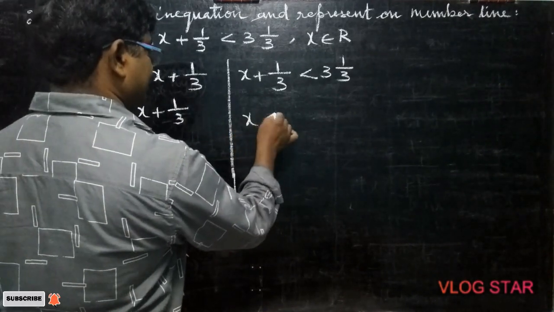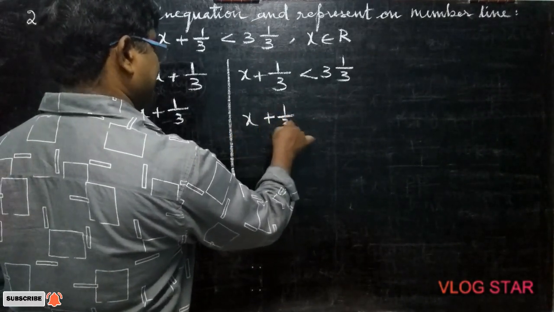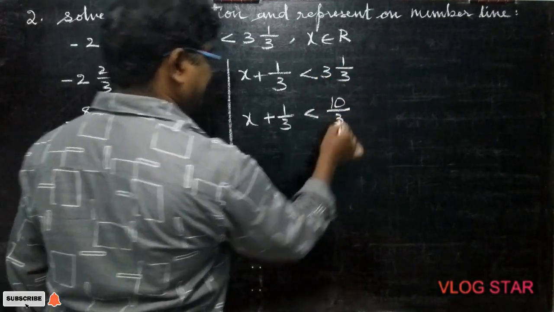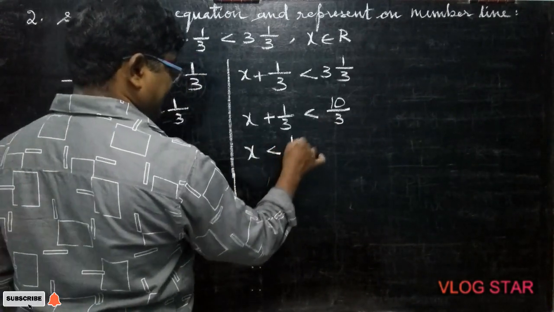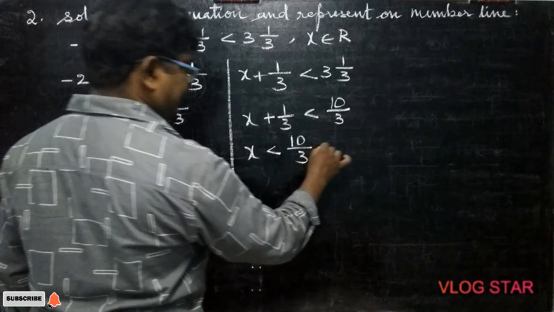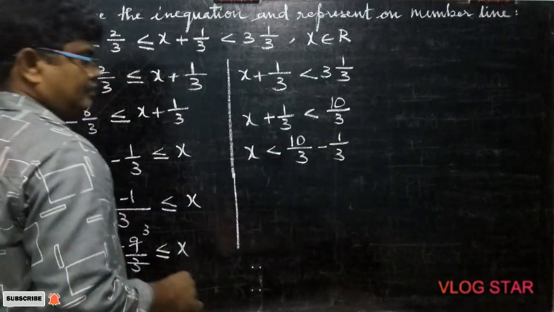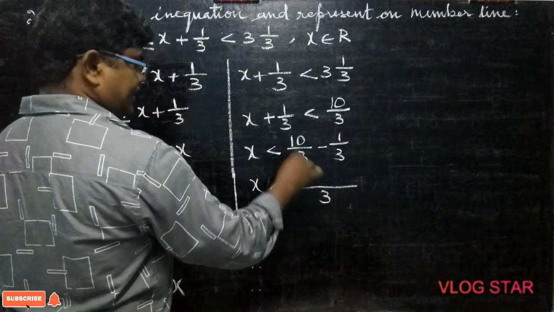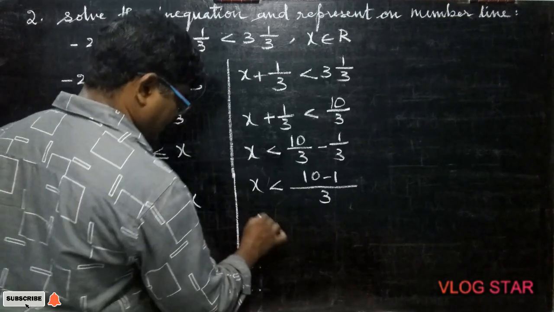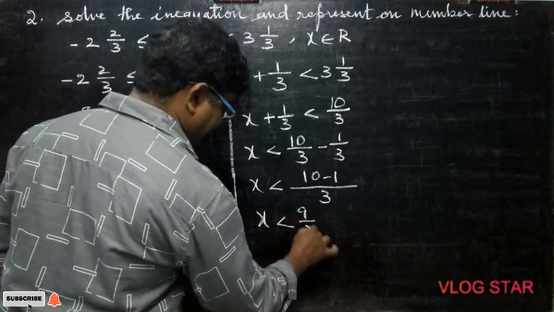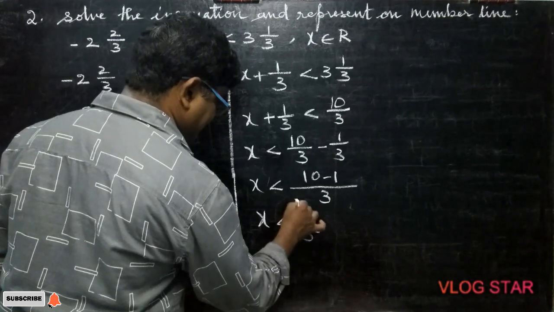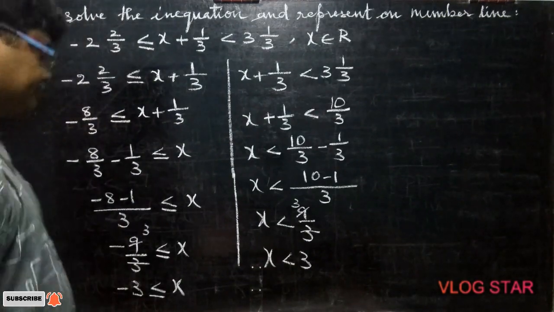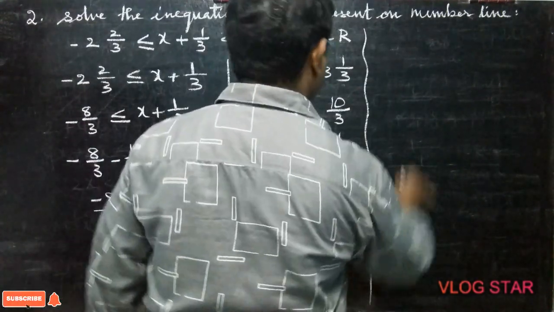Coming to the next part. x plus 1 by 3 less than 3 1 by 3, that is 10 by 3, since 3 threes are 9, 9 plus 1. So x less than 10 by 3, and going to that side it becomes minus 1 by 3. x less than, here the LCM is 3, 10 minus 1, x less than 9 by 3. 3 goes in 9 three times. So x less than 3. Now combine the solution set.